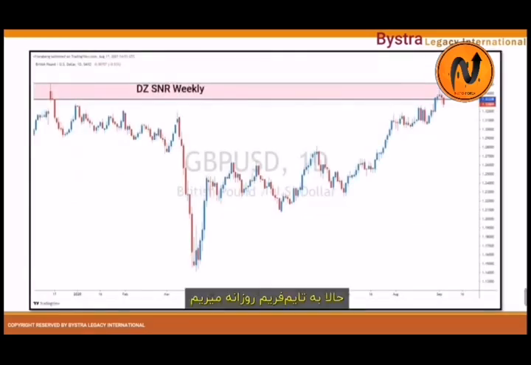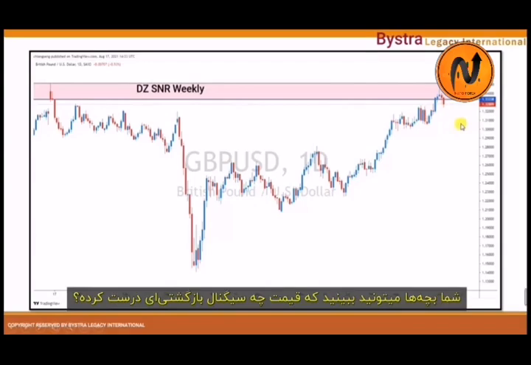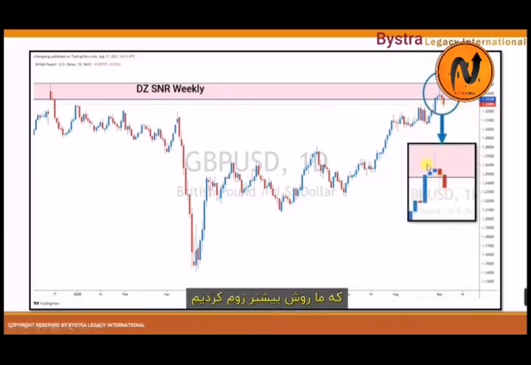Now we go to the daily time frame. As we can see, the price has come into the zone and made a reversal signal. Can you guys see what the reversal signal is that the price has made? This area, we zoom in even closer. What can you see here, guys?